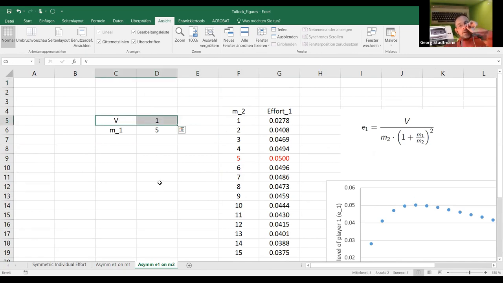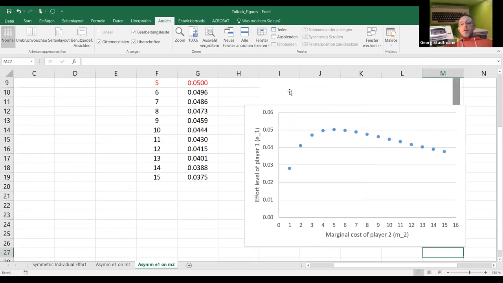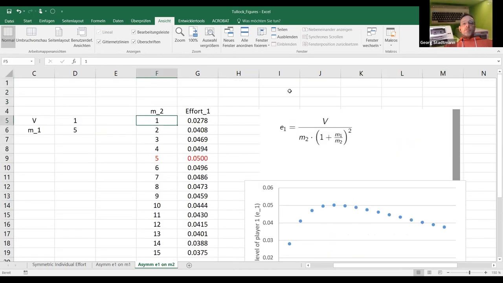The prize money is equal to 1. The marginal cost of player 1, M1, is equal to 5, and this is held constant. Now we are going to vary the marginal cost of player 2. The marginal costs of player 2 are here on the horizontal axis, and on the vertical axis we compute the effort level of player one.